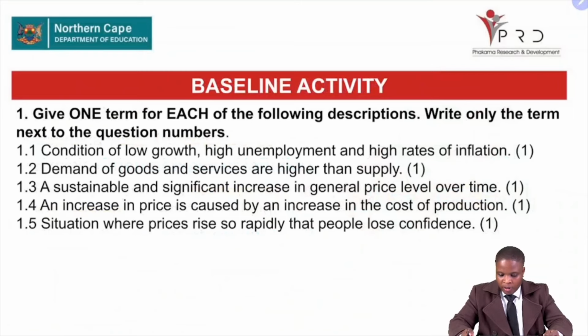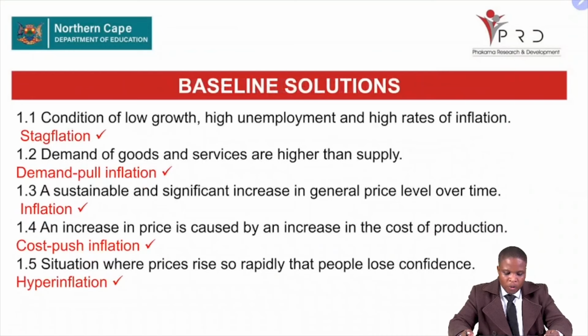Right, grade 12, let's look at your answers. 1.1, condition of low growth, high unemployment, and high rate of inflation. That is stagflation. It occurs when there is low growth, unemployment is high, and inflation is so high. 1.2, demand for goods and services is higher than the supply. That is your demand-pull inflation. So when demand for goods and services is higher than the supply, it will create the demand-pull.